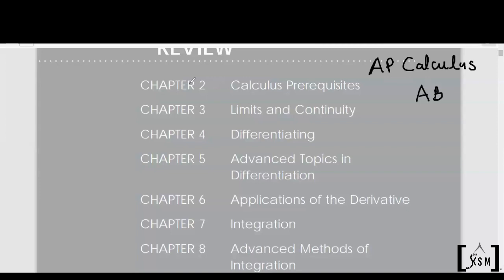Before we start with the concept, we'll understand first. In the beginning, we'll learn about calculus prerequisites. We start with chapter 2. Okay, calculus prerequisites. In this chapter, we'll be learning the basics of understanding of calculus so that our fundamentals are clear, right? So today we'll start with that.